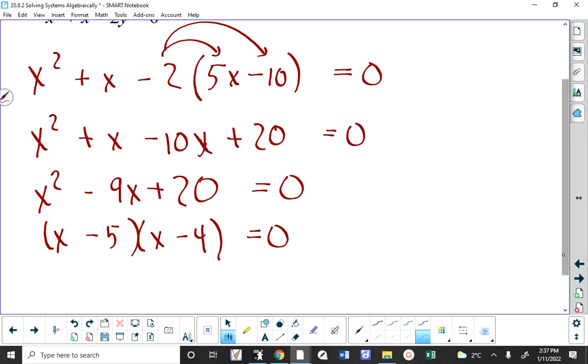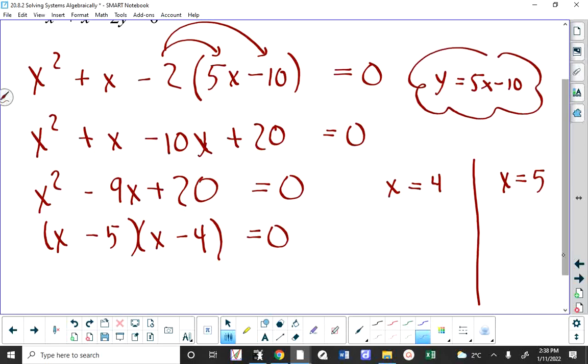Two numbers that multiply to give 20 and add to give negative 9 are negative 4 and negative 5, which means one of the solutions for x is 4, one of the solutions for x is 5. Y was 5x minus 10. So use that to calculate y. We put 4 into 5x minus 10 and we get 10 for y, yes. We put 5 in and get 15 for y. So those are our two solutions. Just curious. So any questions with this one?